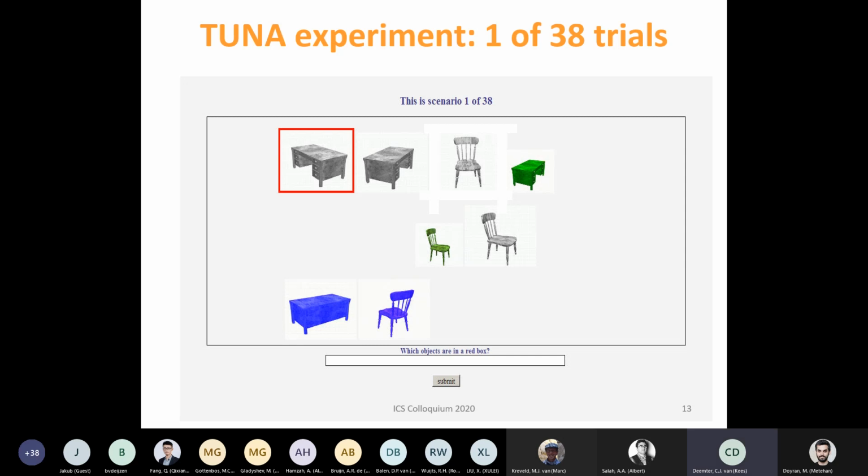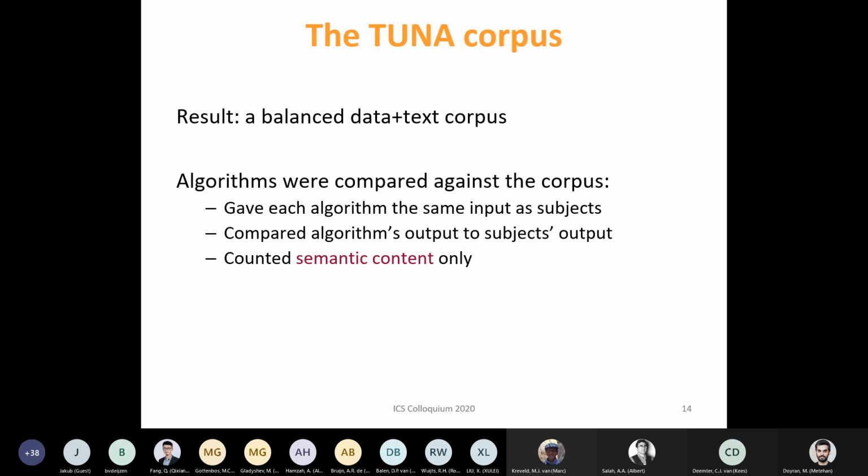Here you see one of those trials that was shown to the subject. So the subject had to produce an utterance that identifies the object in the window. So they might say something like, you know, the large gray desk that is facing left or something like that. So that would be one little item in our data text corpus. And it's a data text corpus because that utterance is linked with this precise picture. We then gave, of course, algorithms the exact same input as subjects and compared what the algorithms did with what the people had done.